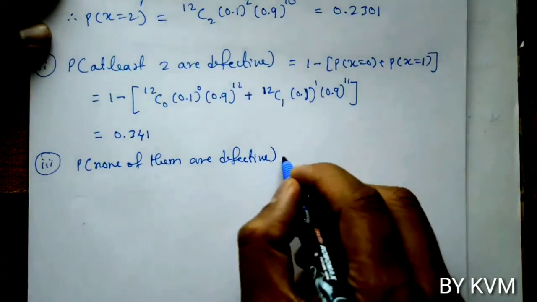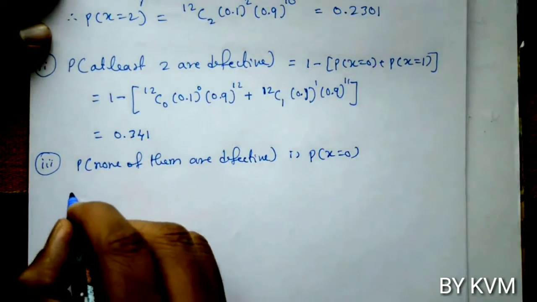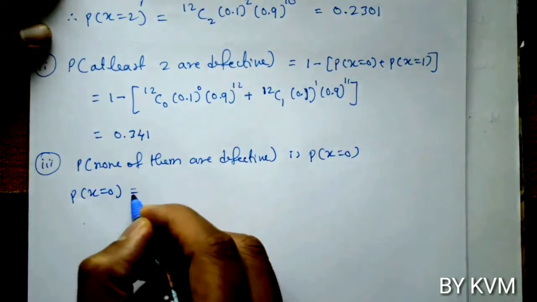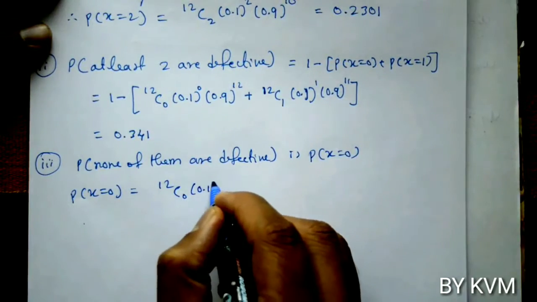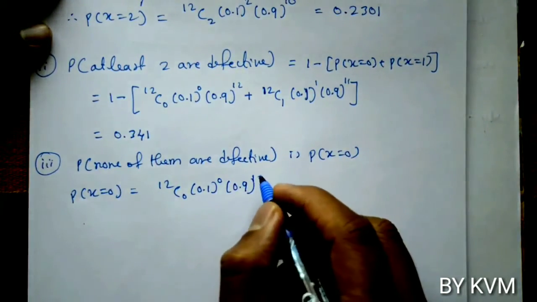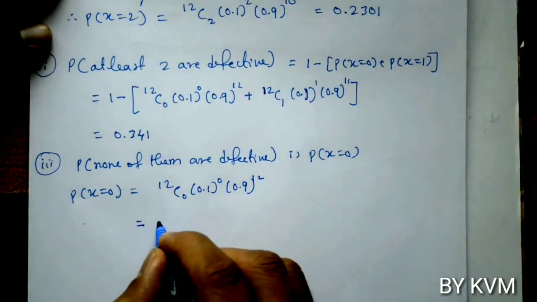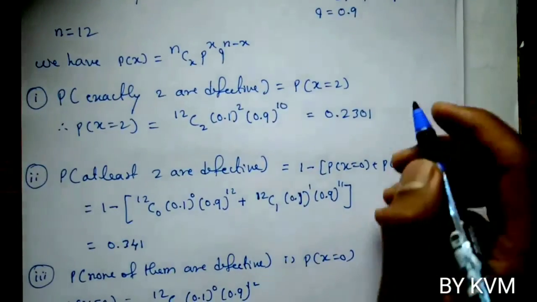None of them are defective means probability of x equals 0, that is, no pens are defective. So probability of x equals 0 means 12 C 0, 0.1 whole power 0, 0.9 whole power 12 minus 0 is 12. Now by using the calculator, it is 0.2824.